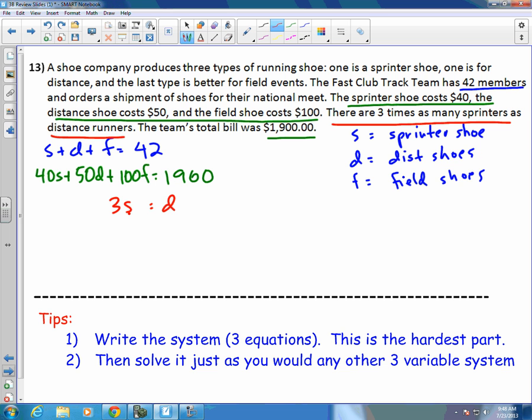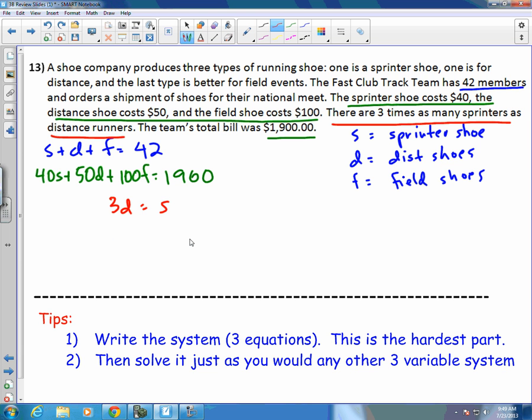So if there are 5 sprinters, then that would be 15 distance runners. Is that true? Probably not, right? If there are 5 sprinters, that doesn't mean there are 15 distance runners. It's the other way around. So I'm going to set it up as 3 times distance runners equals the number of sprinters. If there were 5 distance runners, then there would be 15 sprinters, and that one makes sense. So just thinking about it, that's how you solve the equation.